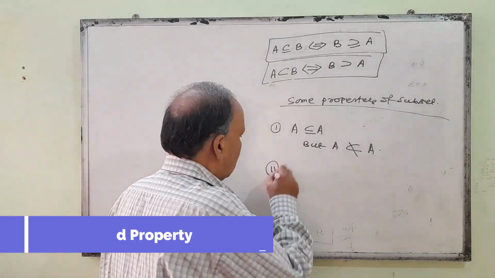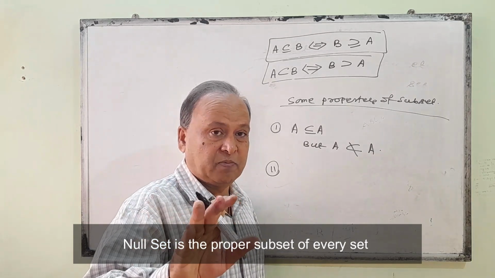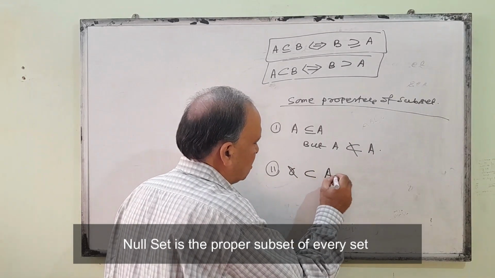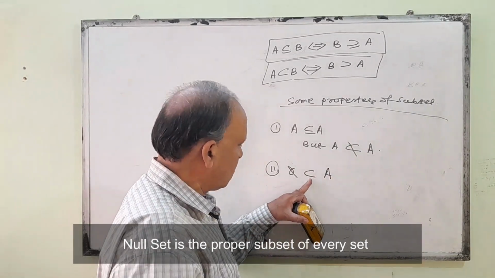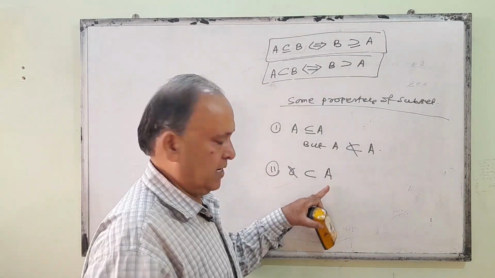Second point: the null set is a proper subset of every set, not just a subset. The null set is a proper subset of every set. You give this symbol only.